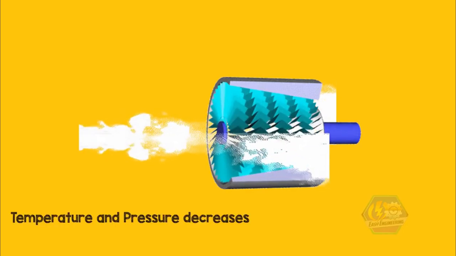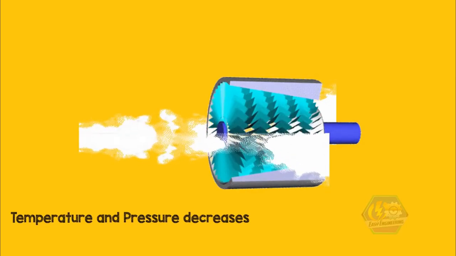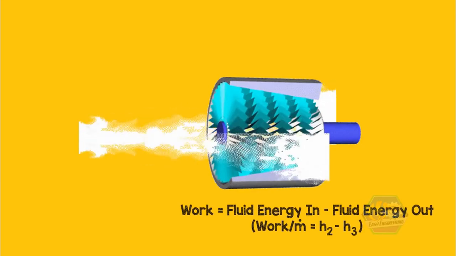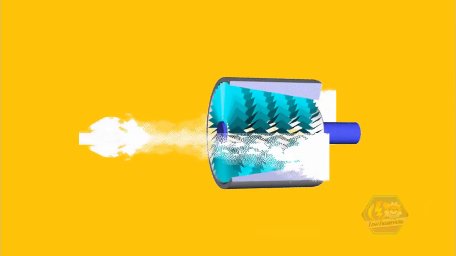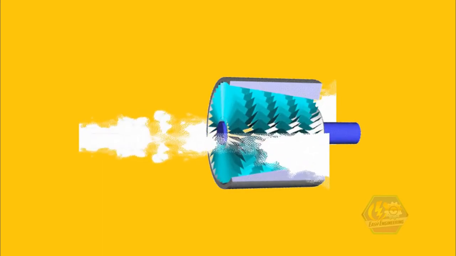In this process, the temperature and pressure decrease. And the formula for the work is fluid energy in minus fluid energy out, or the enthalpy 2 minus enthalpy 3. Note that this equation is formed by using a mass and energy rate balance for a control volume at steady state, neglecting heat transfer with the surroundings.